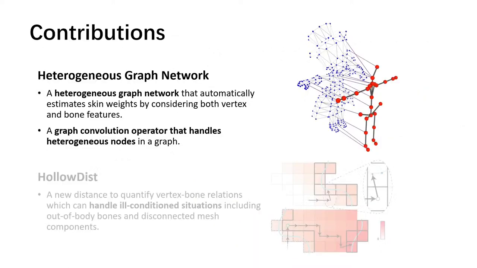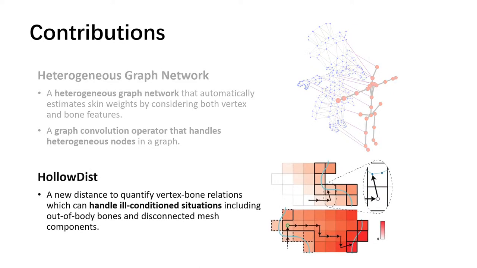Our proposed skinning method provides two key contributions. First, we construct a heterogeneous graph network that automatically estimates skin weights by considering both vertex and bone features. In the network, we use a new graph convolution operator, which handles heterogeneous nodes in the graph. Secondly, we propose a distance named HollowDist to quantify vertex-bone relations, which can handle ill-conditioned situations, including out-of-body bones and disconnected mesh components.